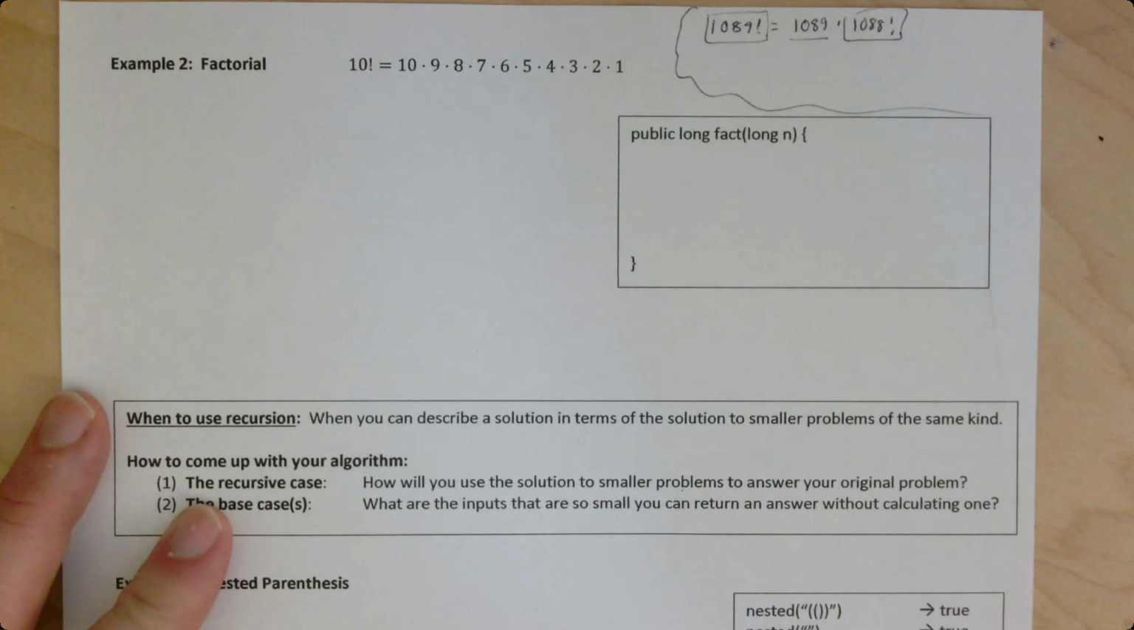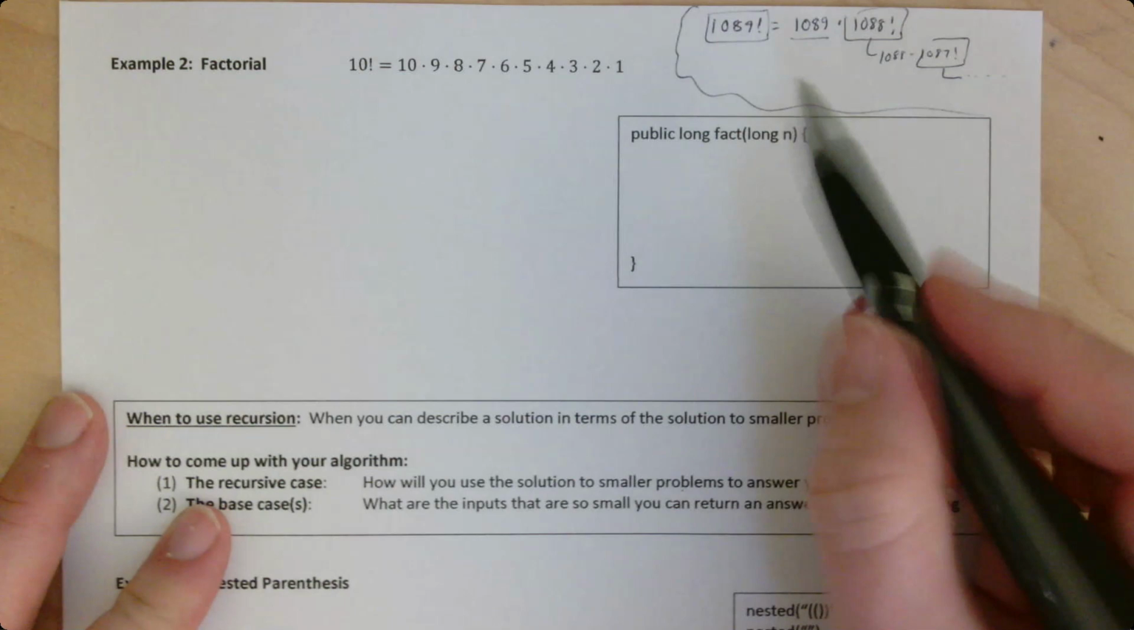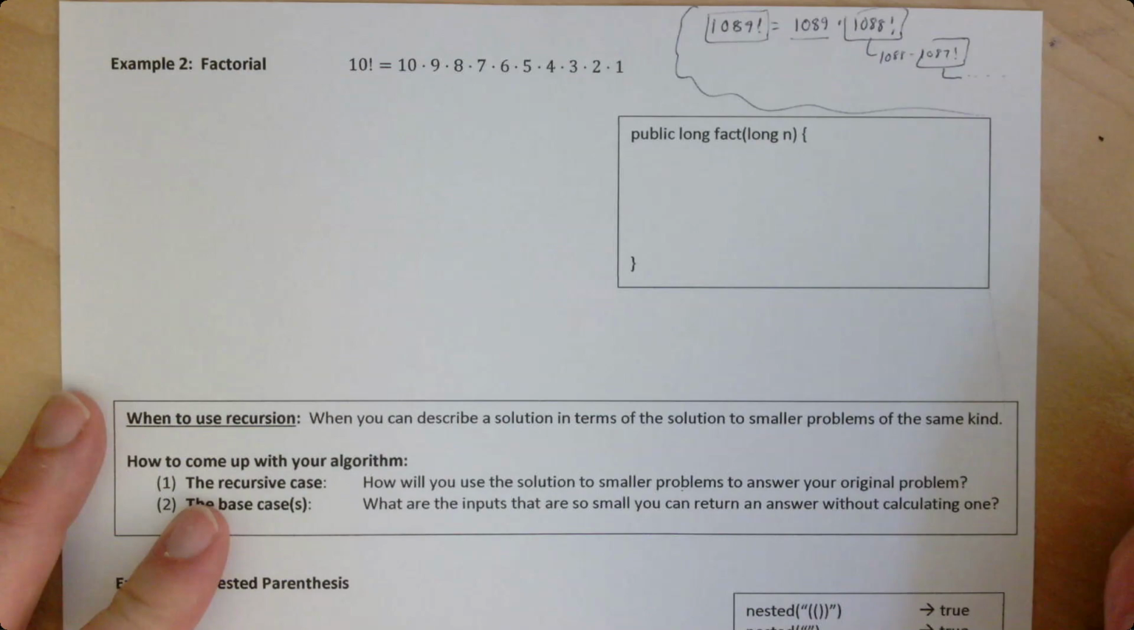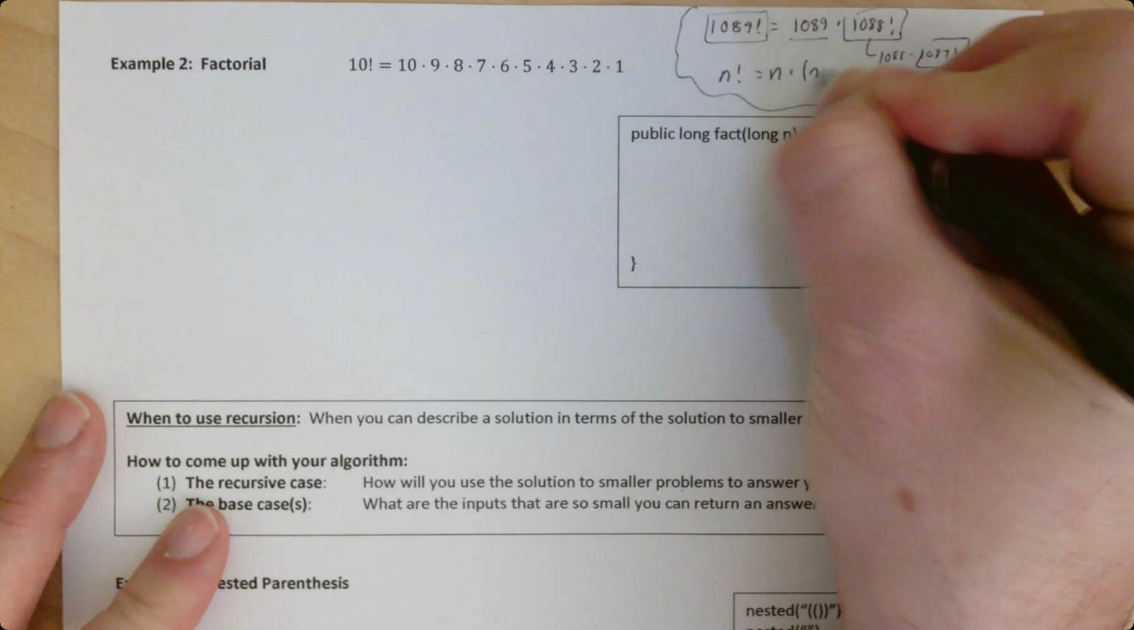How do you figure out that one? Well, that one's going to be 1,088 times 1,087 factorial. How do you figure out that one? That one's going to be, and that's what the recursion is going to do. The recursion is going to run itself over and over again on smaller and smaller copies of the problem. Okay, so in general, n factorial should be n times n minus 1 factorial.